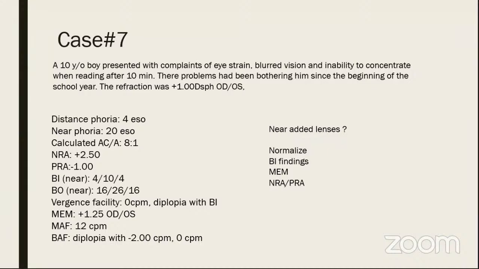Yeah, this is a case of convergence excess. We see the near Fourier is greater than that of distance Fourier. So this is a case of convergence excess. In these cases, added lenses would be useful. Or also we can go with the bifocal lenses. If the patient or the child or the parent is not encouraged to use near added lenses only, we can go for bifocal lenses also. It is a preferred choice.